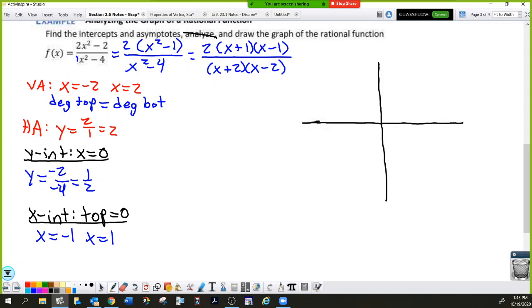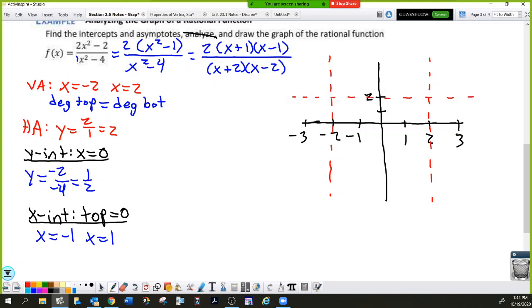What x values do I care about? -1 and +1. Got an x equals 2 and x equals -2. I'm going to go ahead and throw a 3 and a -3 on there. And y value of 2 is a horizontal asymptote. Okay, we got everything we need. Let's see. One vertical asymptote, two vertical asymptotes, and the horizontal asymptote. Let's plot some stuff.